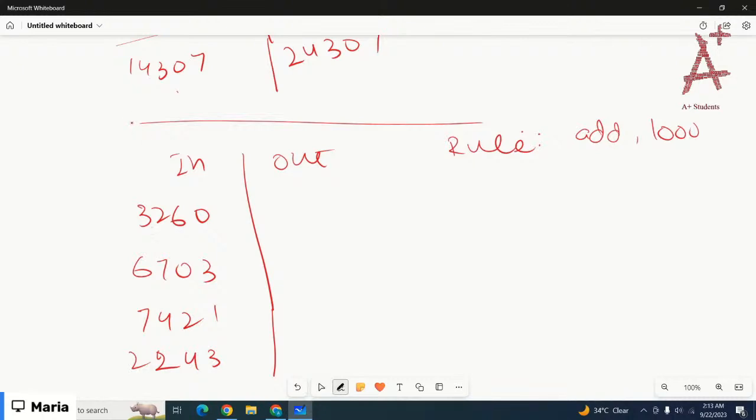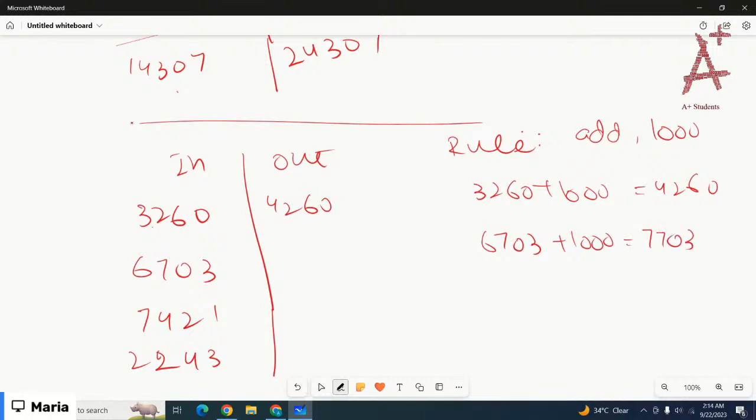So 3,260 plus 1,000 makes 4,260. So here you have 4,260. Then you have 6,703 plus 1,000. That makes 7,703. Then you have 7,421 plus 1,000. It makes 8,421. Because you have to add just 1,000, just the digit at the thousands position is changed, right? You can see here you have 3, here you have 4, here you have 6, here you have 7. The rest of the digits are exactly the same. Then you have 7, here you have 8. So it would be 2,243 plus 1,000, that would be 3,243, right?